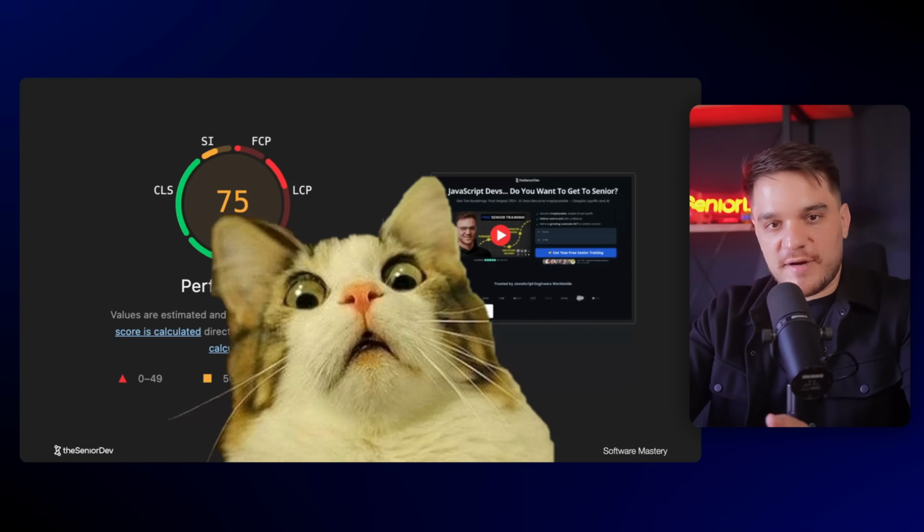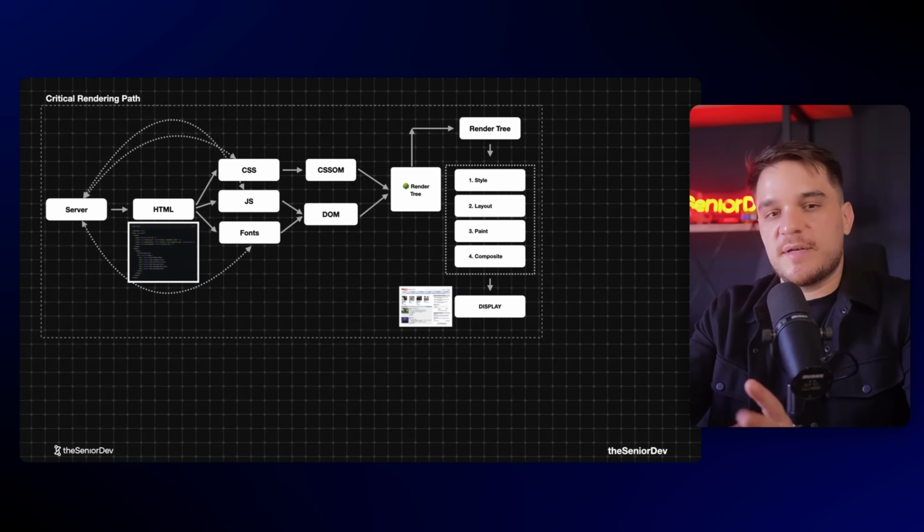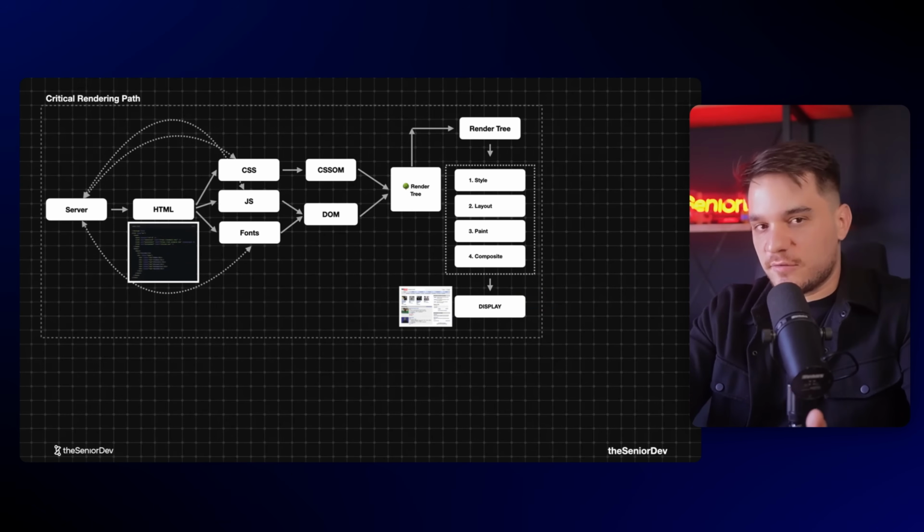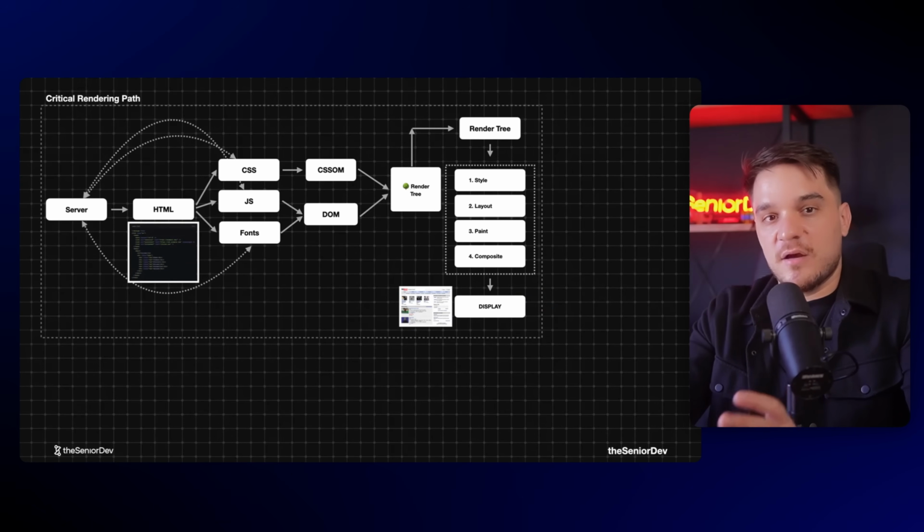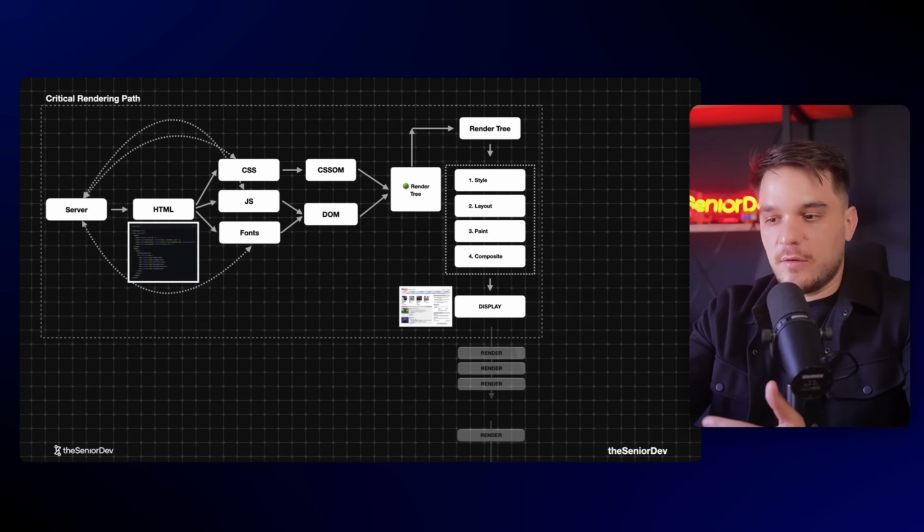Now, how do the core web vitals relate to our first mental model, which was the critical rendering path? Now, remember the critical rendering path were all those steps that needed to happen before we have that first pixel on the screen. But once that happens, we keep rendering.